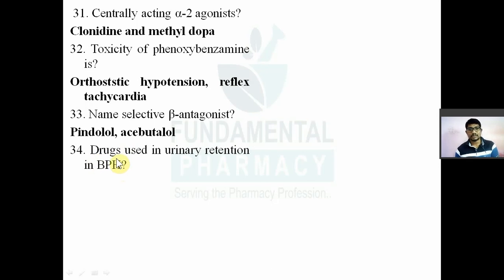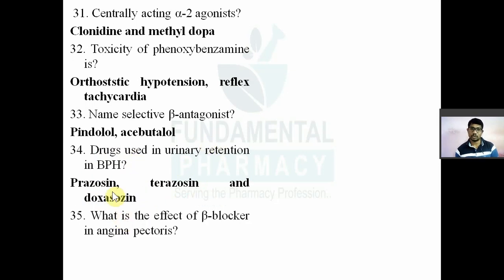So alpha 1 blockers are used. So zosins: prazosin, terazosin, doxazosin, these are used in the treatment of benign prostate hyperplasia. And in that, one more drug comes, which is called tamsulosin. So tamsulosin is also there. Prazosin, terazosin, doxazosin, tamsulosin, these are used in the treatment of benign prostate hyperplasia. So these are drugs used in urinary retention in case of BPH. Okay, all the alpha 1 blockers, selective alpha 1 blockers.